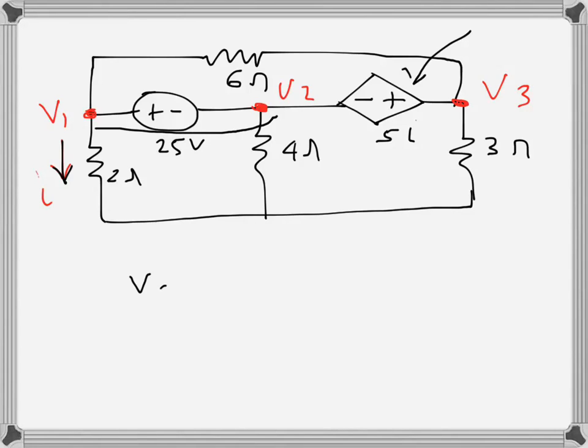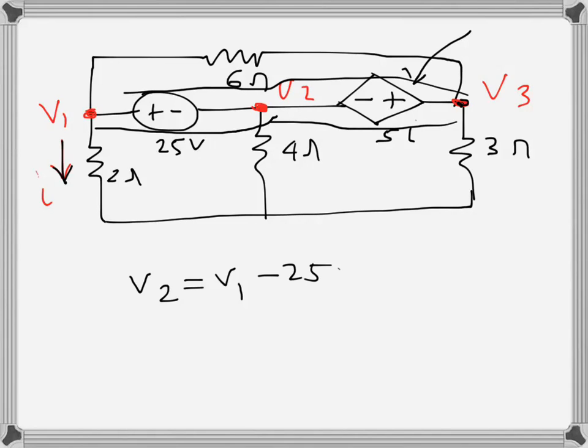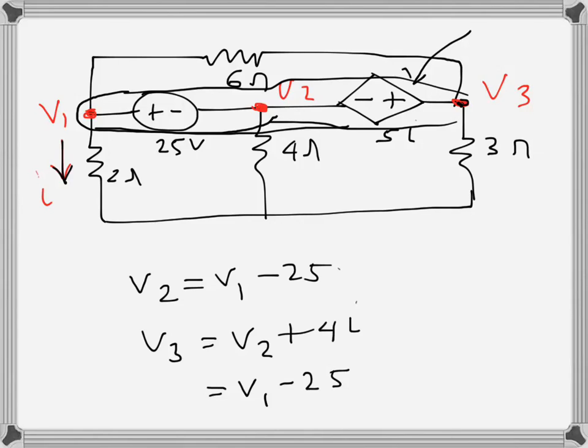So V2 can be written as V1 minus 25, and then V3 can be written as, this whole thing is a super node, so we can treat this whole thing as one node. We have to do that. So V3 is V2 plus 4i, and V2 is V1 minus 25, and then we have, sorry, plus 5i, because this is 5i. So minus 25 plus 5i.